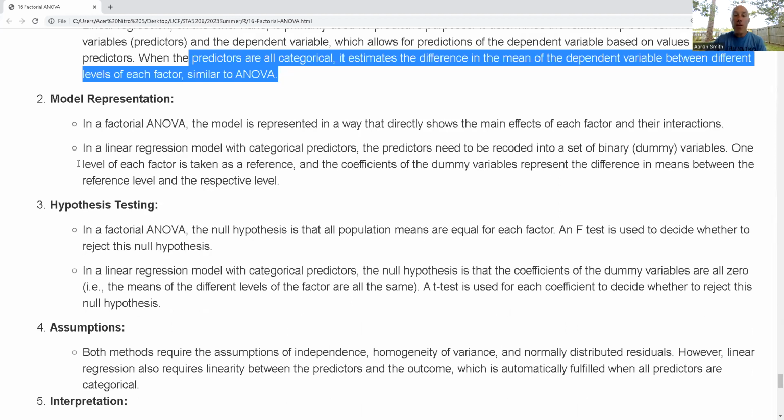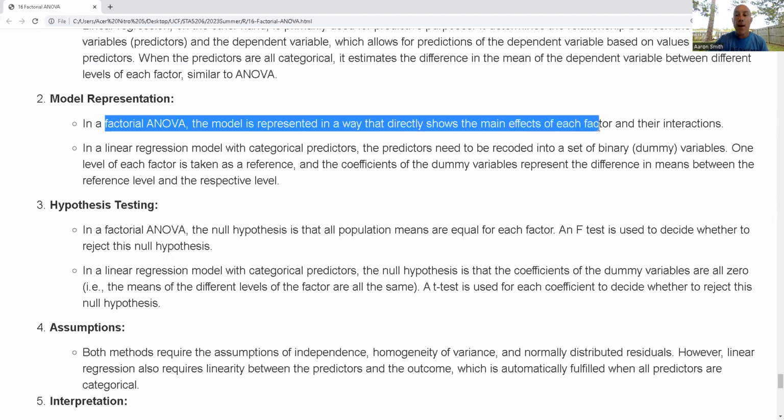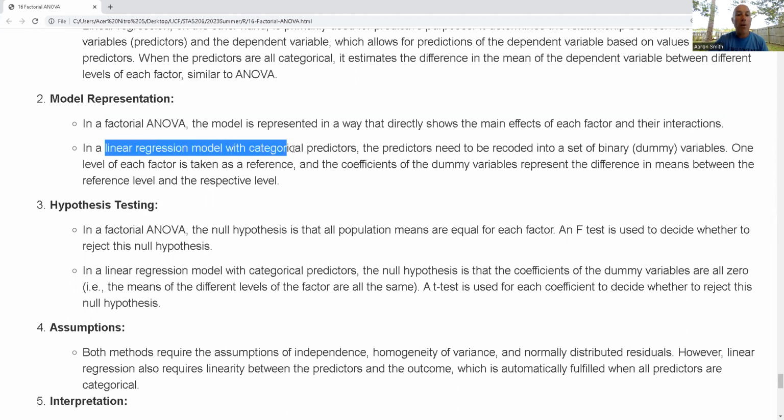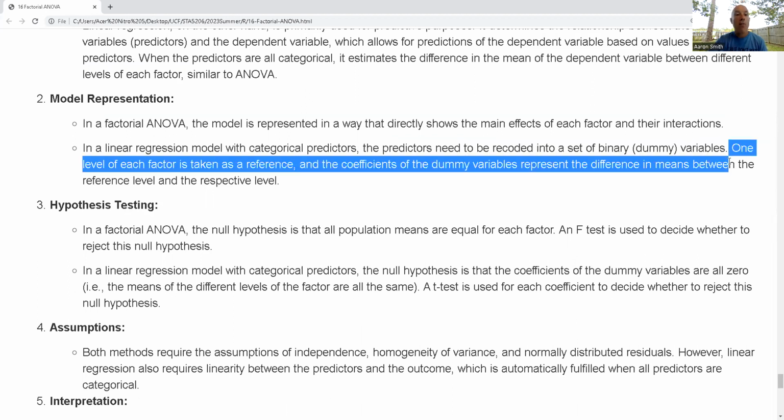Now, the model representation is different. In Factorial ANOVA, the model is represented in a way that directly shows the main effects of each factor and their interactions. In a linear regression model with categorical predictors, the predictors need to be recoded into a set of binary dummy variables. One level for each factor is taken as a reference, and the coefficients of the dummy variables represent the difference in the means between the reference level and the respective level. So it gets a little bit complicated here.